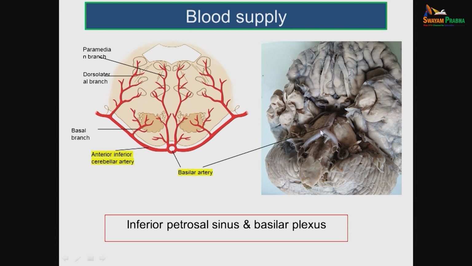Okay, you can see this is the basilar artery. It is formed by the vertebral arteries combining together, joining and forming the basilar artery at the lower part of the pons. Then it lodges in this groove where it gives minute pontine branches. And the venous drainage goes into the inferior petrosal sinus and basilar venous plexus.